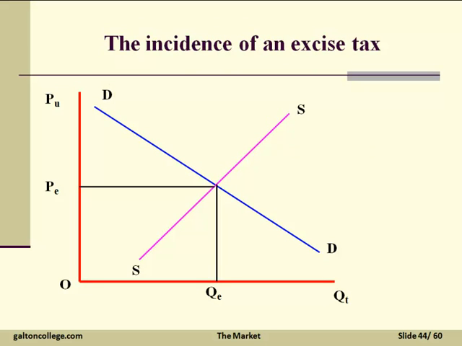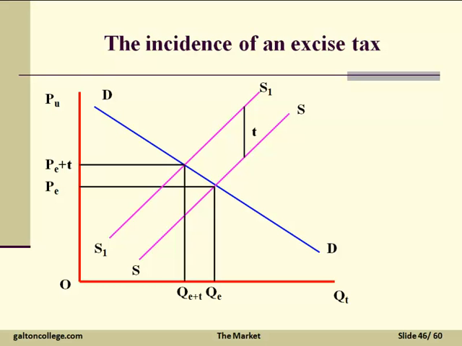Now, we can also have a look at a tax, the incidence of a tax here. If the government puts a tax on a product, it's the same as increasing the price of raw materials, or the same as increasing the costs of the product. The tax is like an increase in the costs. So in this case, the tax T has the effect of moving the supply curve to S1. That means that the price would rise and the quantity would fall.